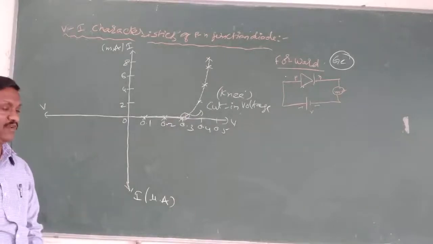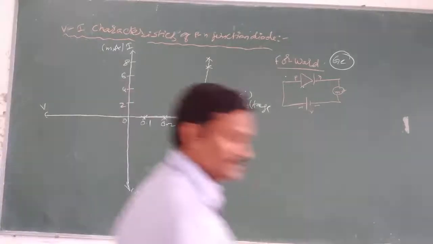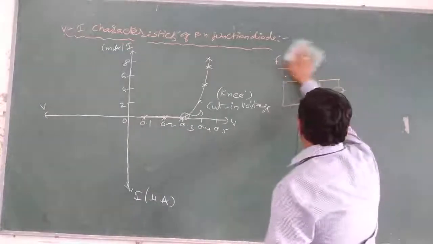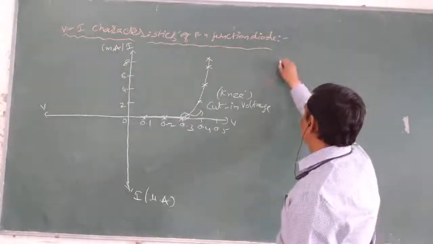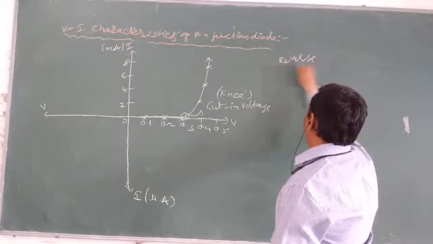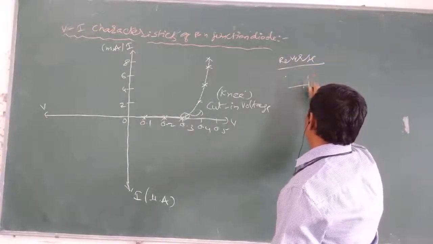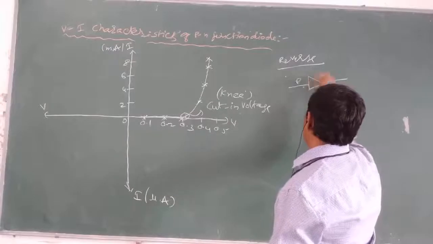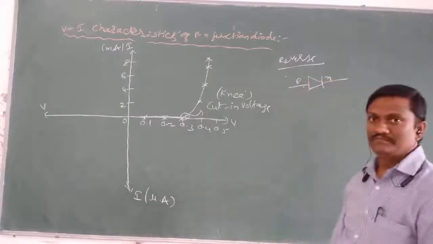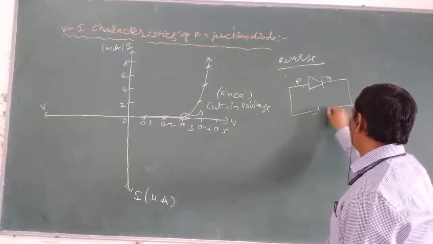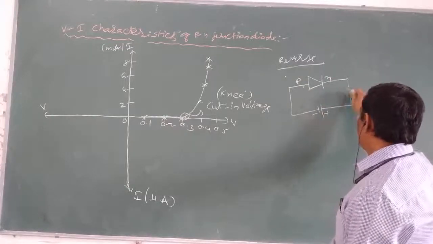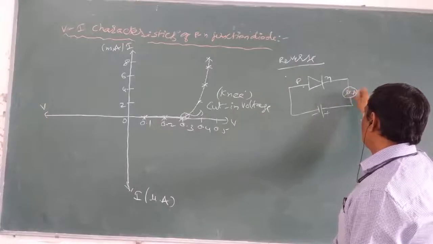Next, similarly, what about the reverse bias VI characteristics? Recall, what is meant by reverse bias? For example, this is the symbol of a PN junction diode, P side and N side. In reverse bias, P is connected to negative and N is connected to positive. Current conduction takes place in order of microamperes.